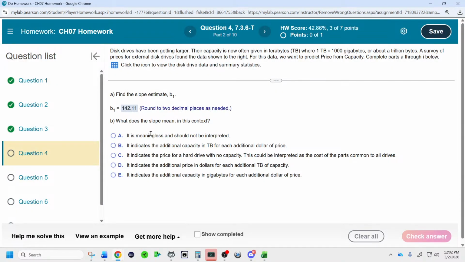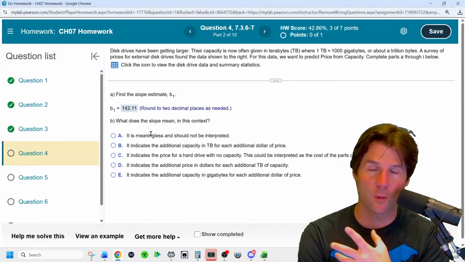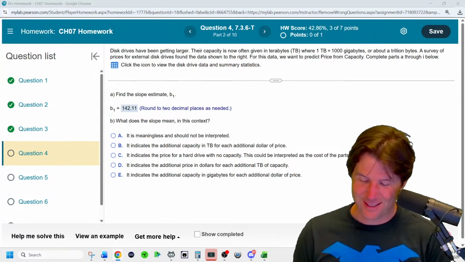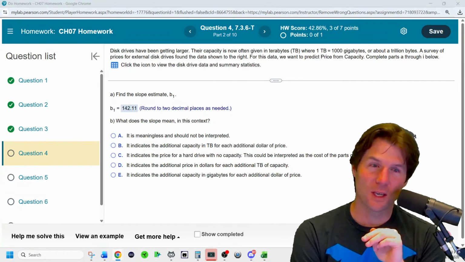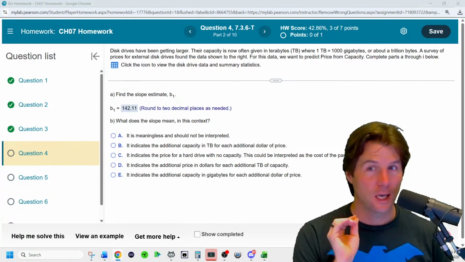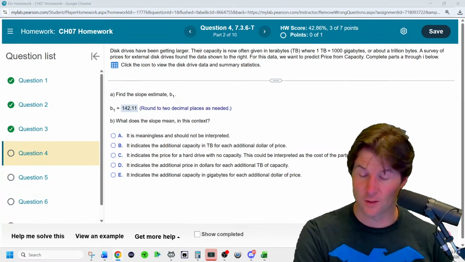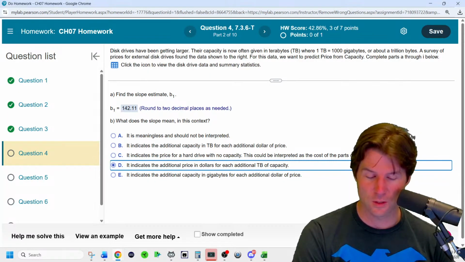What does this mean? Well, we're predicting price. So for each additional terabyte, the hard drive is expected to cost about $1 more. Not $1, $142 more. And check this out. Slope. Newbot's going to say it in the chat. For each additional 1 unit increase in X, we expect Y to increase by B1 on average. So for each additional terabyte, we expect the hard drives to be about $142.11 higher. So it indicates the additional price for each additional terabyte in capacity.